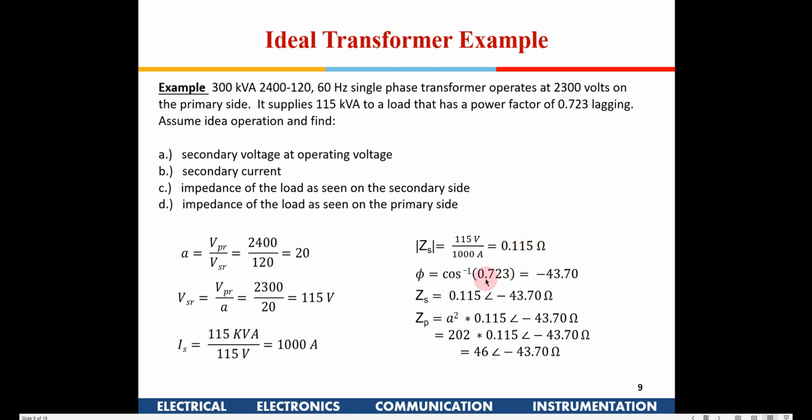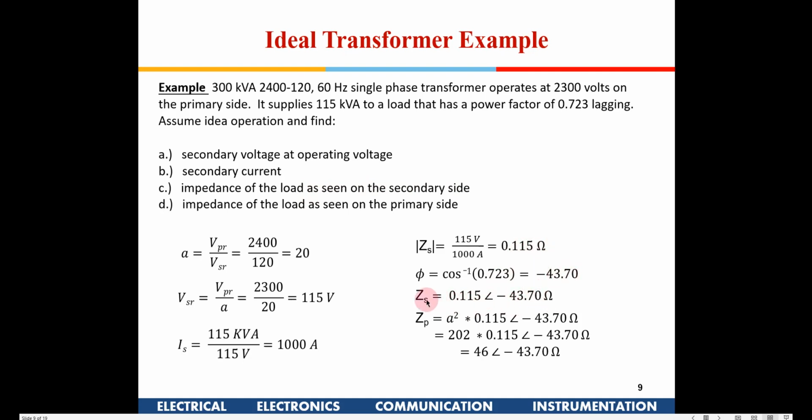The power factor is again given as 0.723. So cos inverse of that, with a minus, so it is lagging. So 47.3 is the phase angle. And since that is there, the total secondary impedance will be 0.115 at an angle of 47.3 degrees. This is the magnitude, this is the phase, right?